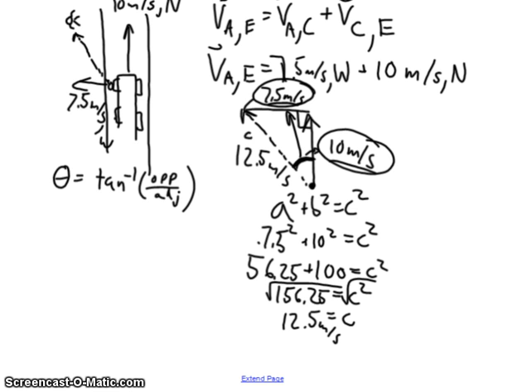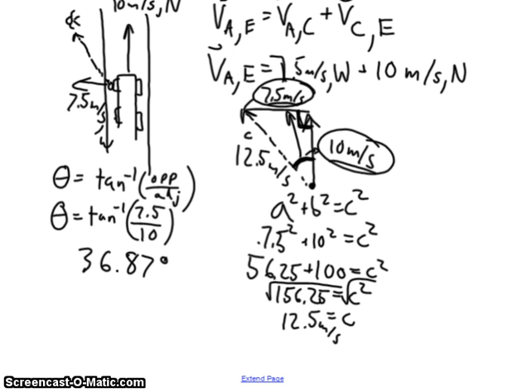The hypotenuse, being the longest side, is always opposite of the right angle. So it's not the hypotenuse. I don't use the hypotenuse in this one. So my angle is the tangent inverse of 7.5 over 10. And if I put that into my equation, I end up with 36.87 degrees. Now, it's not complete because we don't have a reference for this 36.87 degrees.